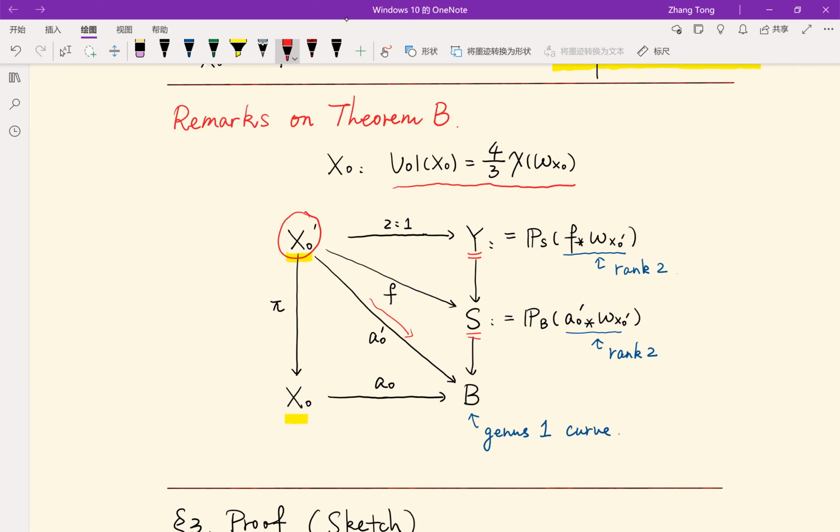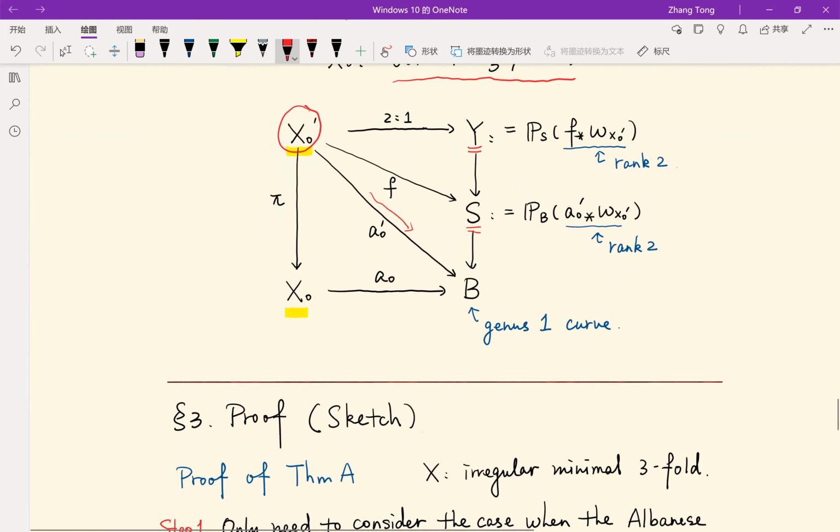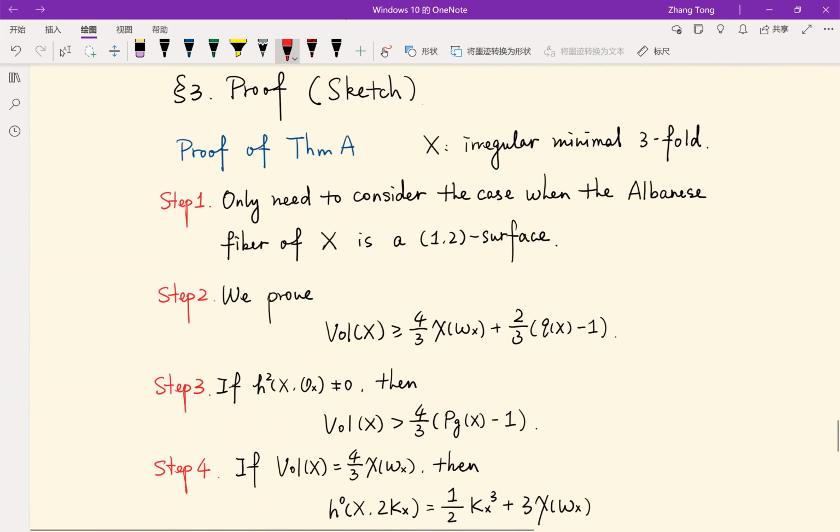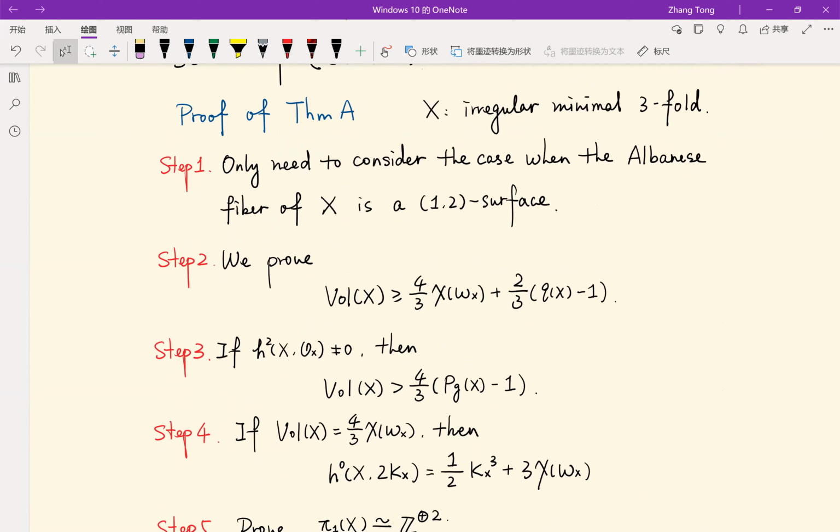Okay, good. So I still have like 5 minutes, so I want to sketch how we prove this. So here is a sketch of the proof. So the proof is quite involved. So I write down just several steps, and I want to explain in which step what we have proved. So the first step is to make some simplification or reduction.